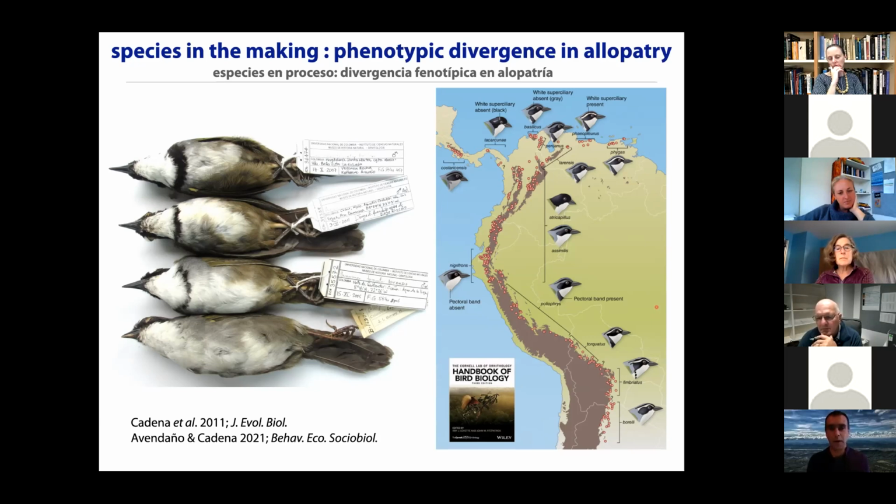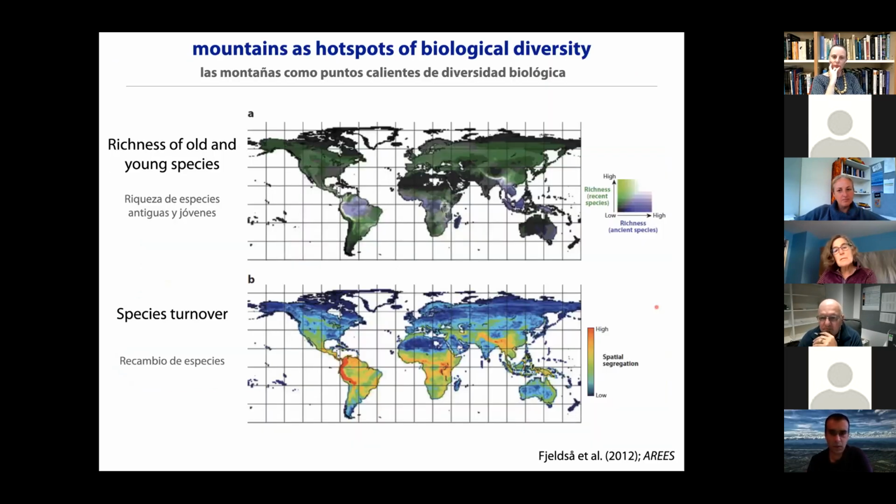And I'm particularly interested in diversity in mountains. When you look at mountains from a global perspective, you can see, based on this review paper by Jan Fjeldså and his colleagues, that tropical mountains in particular are hotspots for both species that originated a long time ago, so ancient species, and recent species. So to use a jargon that has been repeatedly used, the tropical mountains are both cradles where there's a lot of speciation, and also museums where there's a lot of persistence of old lineages.